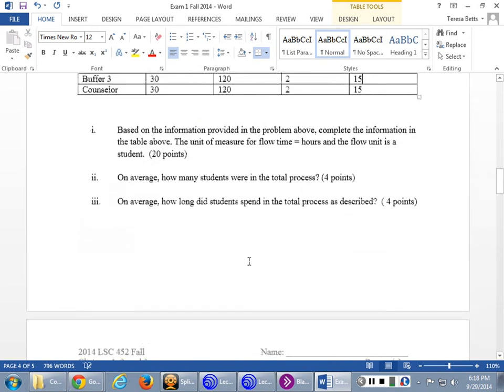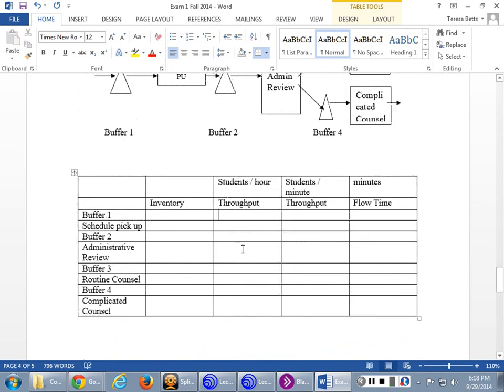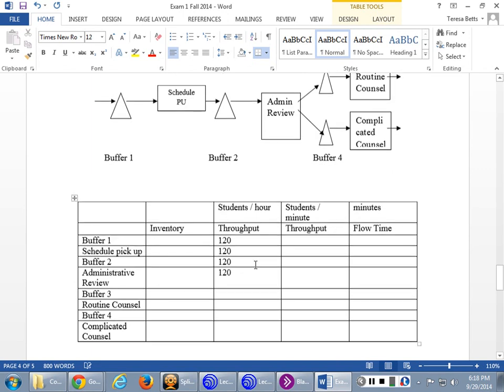Okay, so again, not sure why that bounced back, but again, we're going to come here, and so our throughput is going to be 120 per hour all the way down through buffer 3, right? Up until buffer 3. And then what happens at buffer 3?